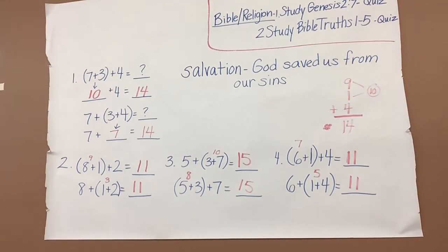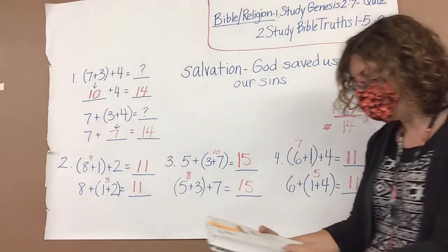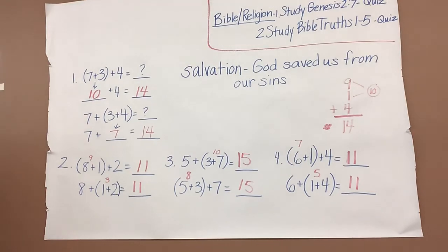The next problem is the same, 9 plus 1 plus 4, but this time they want you to add the 1 plus 4 first. 5. So put a 5 in the bubble, and then 9 plus 5 is? 14. 14, very good. Moving on to the next one, it shows you 6 plus 6 plus 4. They want you to add 6 plus 6 first. 12. That's your double, very good. And then 12 plus 4 more, 16.